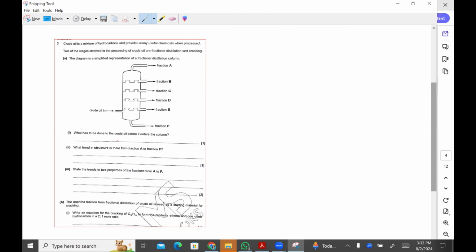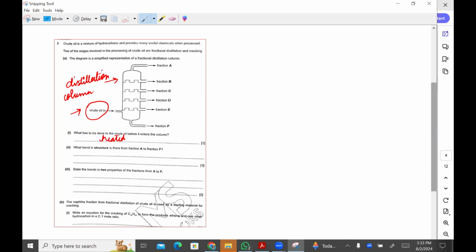What has to be done to the crude oil before it enters the column? So, what should be done to the crude oil before it enters this distillation column? This is basically called a distillation column. Before it goes into the column, it has to be heated up. Yes, it has to be heated.